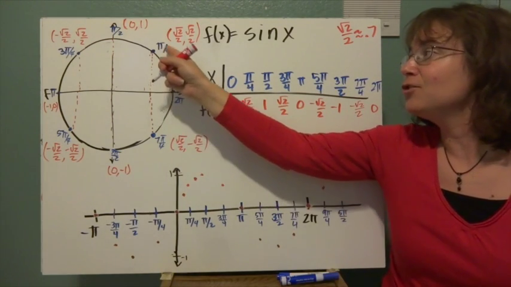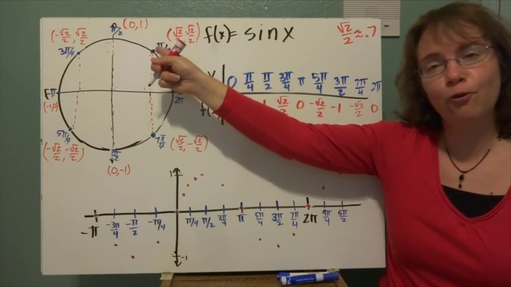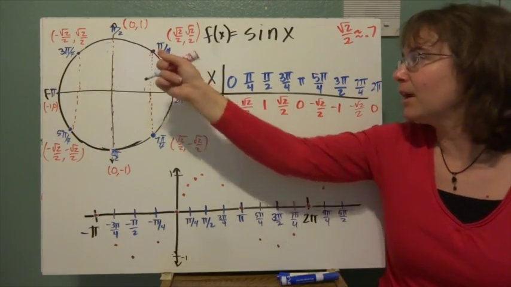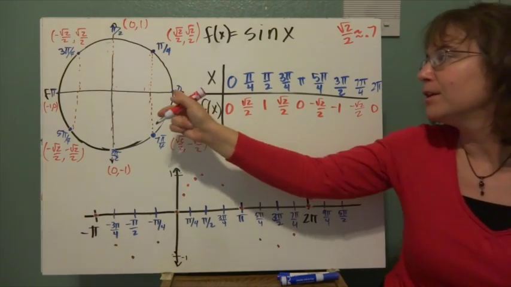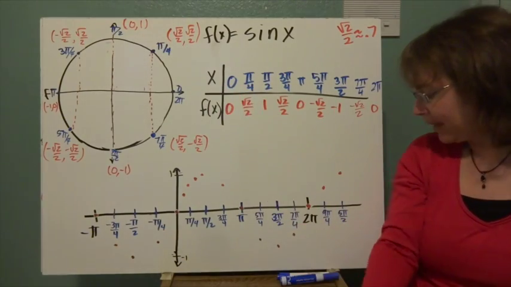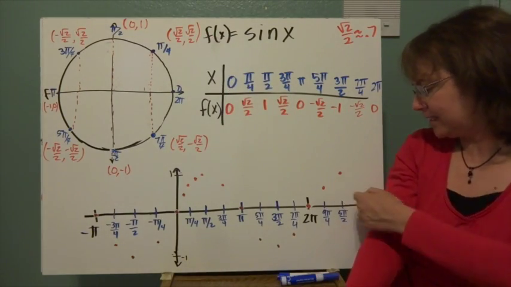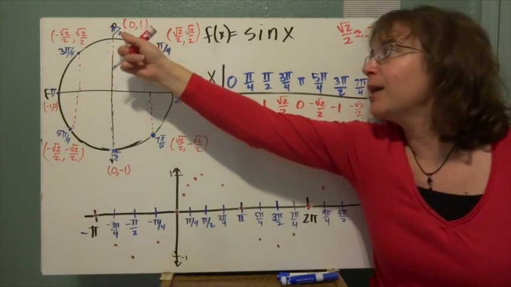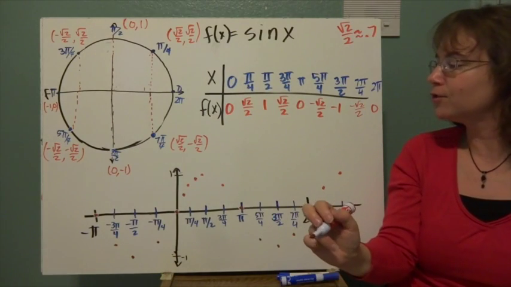And then if I continue to go around, I'm the same height I was at pi over 4. So I'm back here at 0.7 if I have 9 pi over 4. So this is 8 pi over 4, 9 pi over 4. I'm right back up here again to square root of 2 over 2, or just 0.7. At 5 pi over 2, I'm back up to 1. And this is just going to continue as I go around the circle.